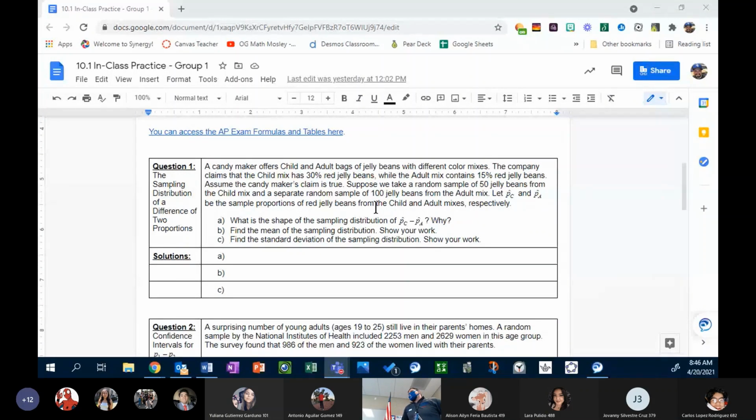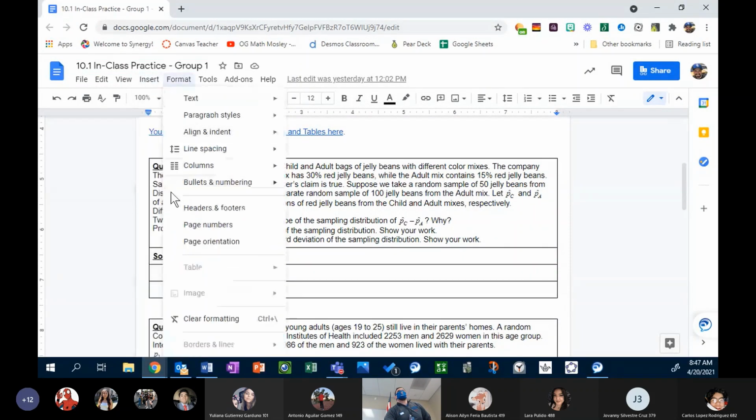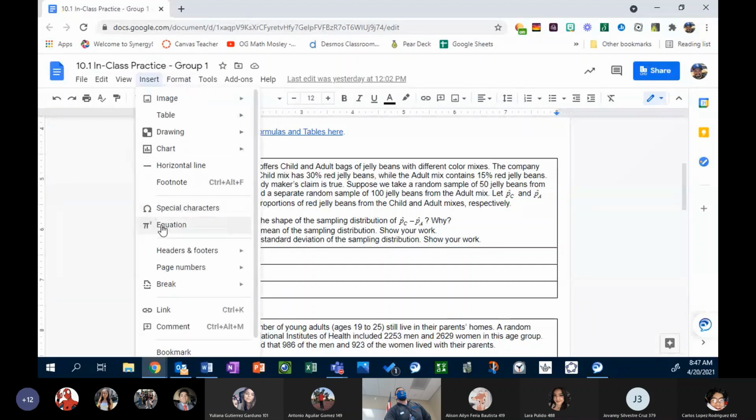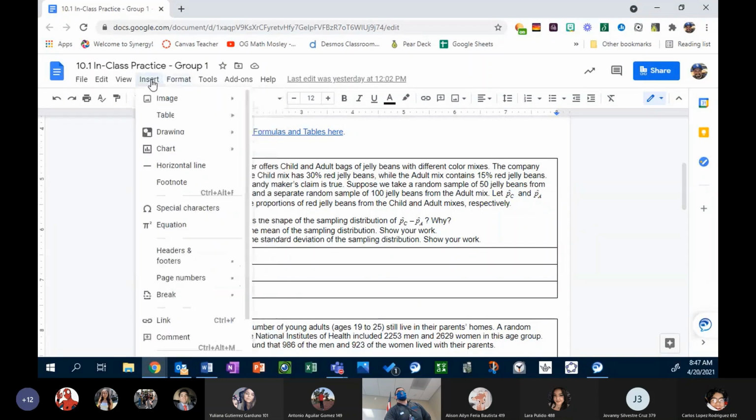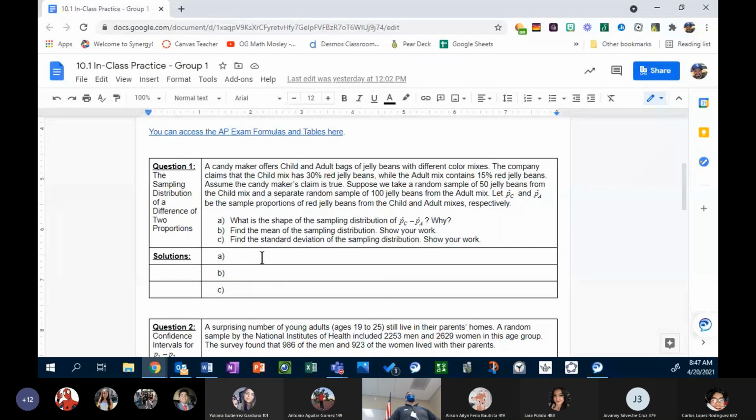This is a Google document. You can do your work on paper, take a picture of it, put it in here. All right, you can type it in. There's nice math typing stuff in Google Docs. If you haven't used it, it's relatively easy. You just go insert equation. That'll do math stuff. And then gives you some options and things to choose from.